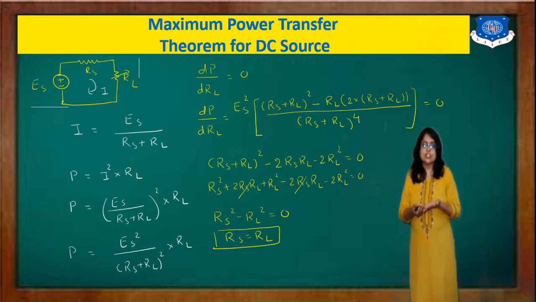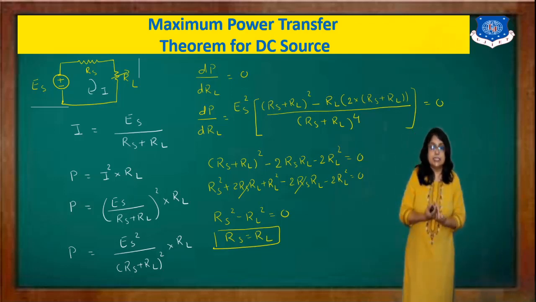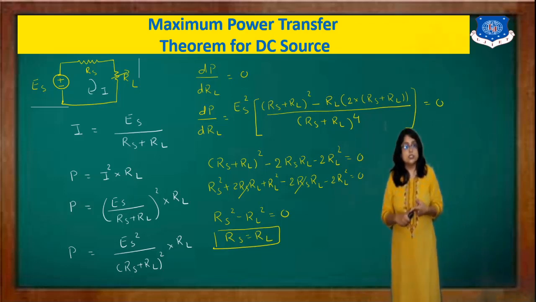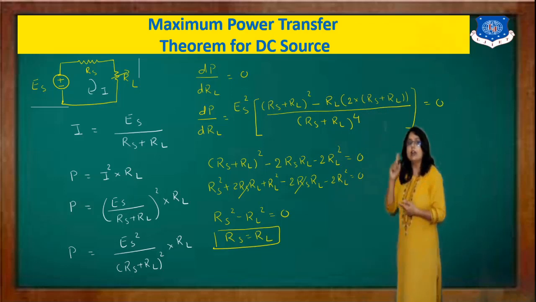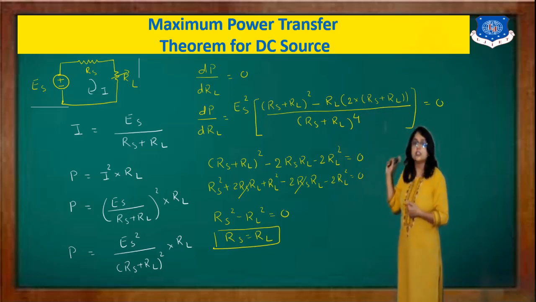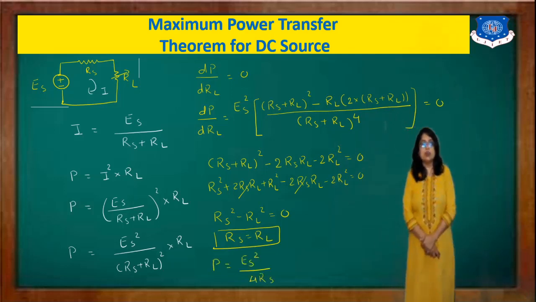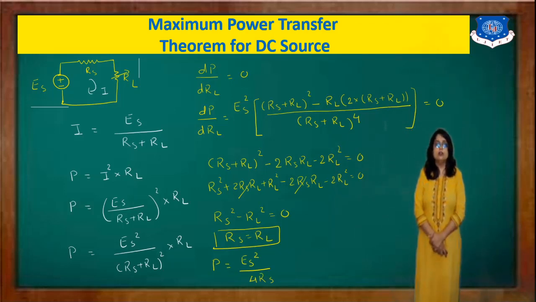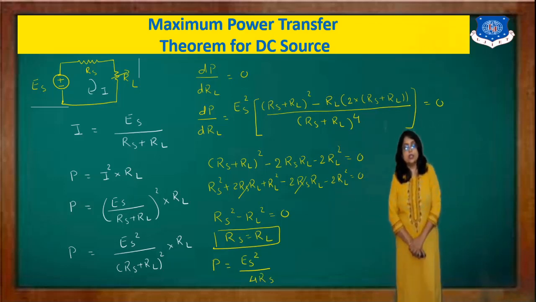Because the value of resistance is always positive. Correct? So when you want to find the maximum power through the load resistor in this kind of circuit, then the value of RL is always equal to the source resistance, that is RS. So here P is equal to what? ES square upon 4RS. Simply you have to put this RS value in our power equation.